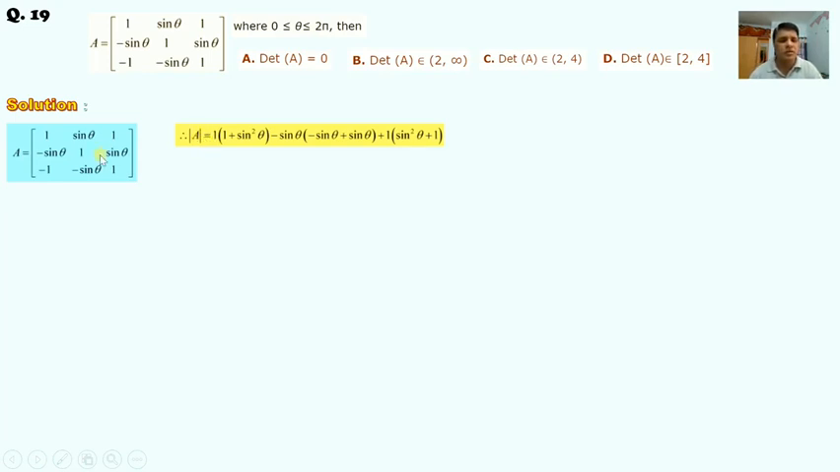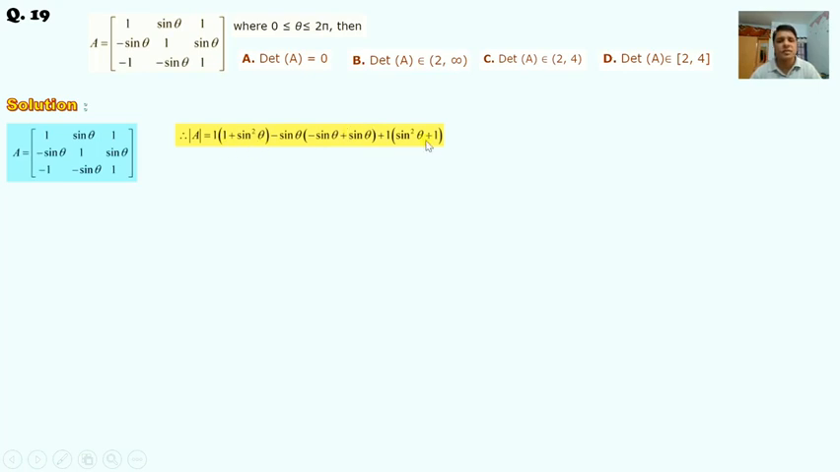So determinant A is equal to 1 into, leaving this way, minus into minus plus sin square θ, so 1 plus sin square θ. The middle term is sin θ, so minus sin θ into 1 minus sin θ. And the last term is 1 into minus minus plus sin square θ, and then minus into minus plus 1. So this minus sin θ plus sin θ cancels, so that whole term is equal to 0.